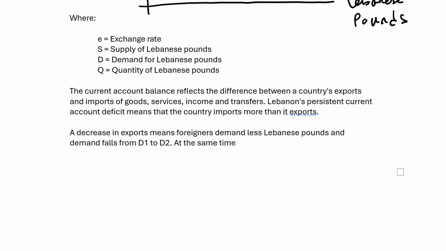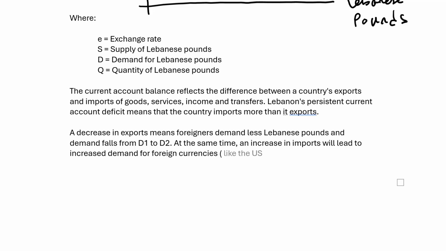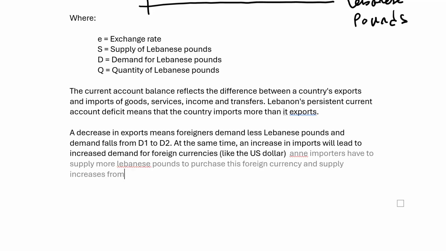At the same time, an increase in imports will lead to increased demand for foreign currencies, like the US dollar, and importers have to supply more Lebanese pounds to purchase this foreign currency, and supply increases from S1 to S2. Here, of course, I'm assuming that you're looking at things from the perspective of the Lebanese, so the US dollars are considered as foreign currency.